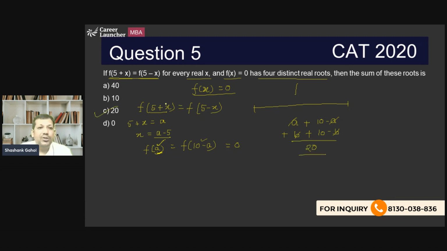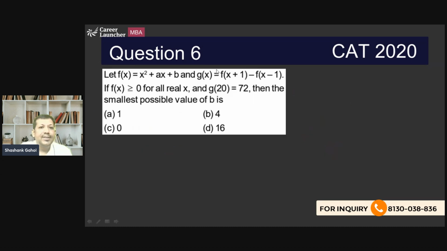So this is actually a tricky question. I would say a comparatively difficult question. But if you are comfortable with the concept of roots, it is not a lengthy question. It is a short question. It can be solved in hardly 2.5 minutes. Now let's move on to the next one. What does it say?